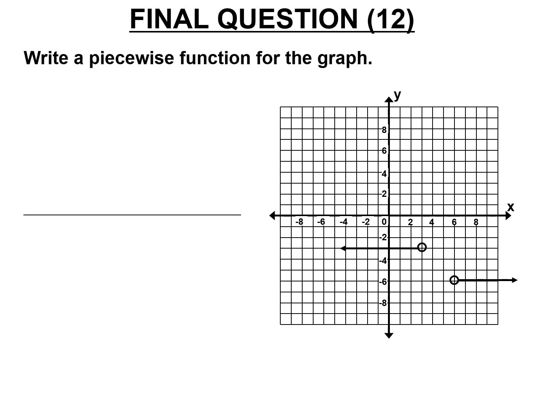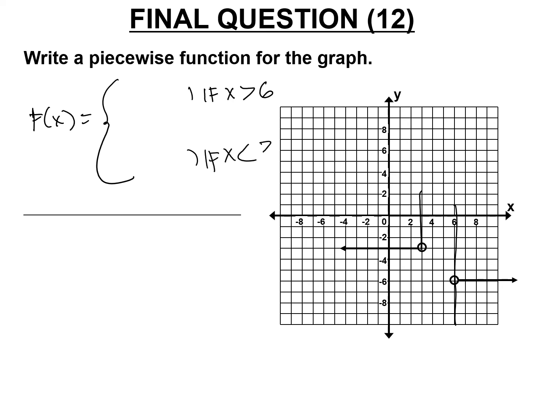Okay. Final question. All right, so what was the piecewise function for this graph? Two pieces. All right, so we have a section where we have x greater than 6. We have another section if x is less than 3. When x is greater than 6, y is negative 6. When x is less than 3, y is negative 3.